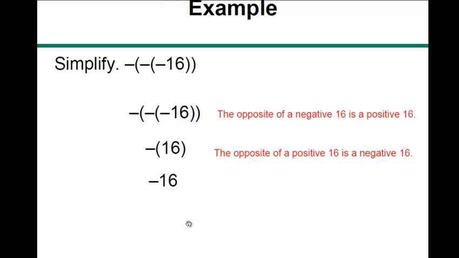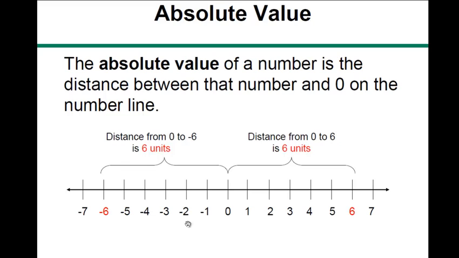integers. Let's look at absolute value. The absolute value of a number is the distance between that number and 0. Literally, it just means how far is it from 0. Well, the distance from 0 to a positive 6 is 6 units. I go 1, 2, 3, 4, 5, 6. The distance from 0 to negative 6 is also 6 units. So the absolute value of positive 6 or negative 6 is 6.